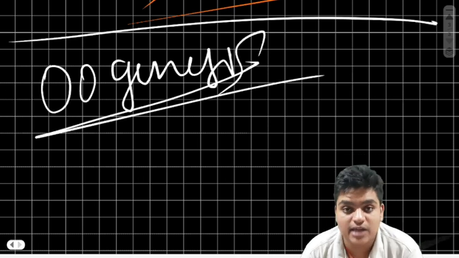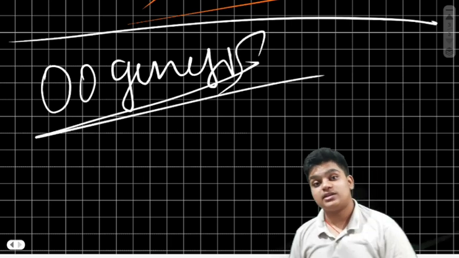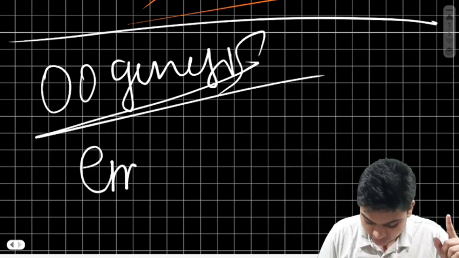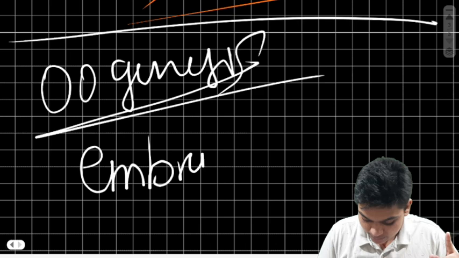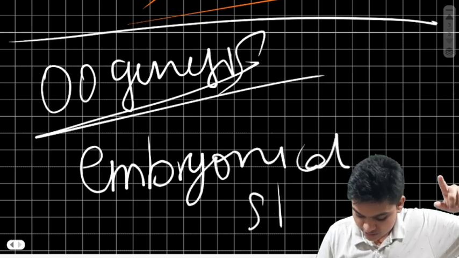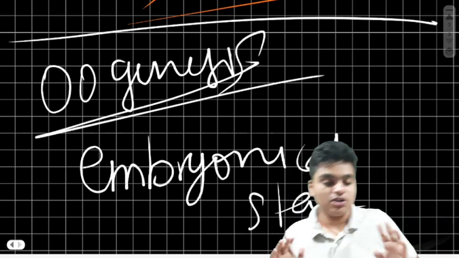Actually, spermatogenesis starts at the time of puberty, but oogenesis starts in the embryonic stages. This is the very first point that you have to remember. It starts in the embryonic stages only.